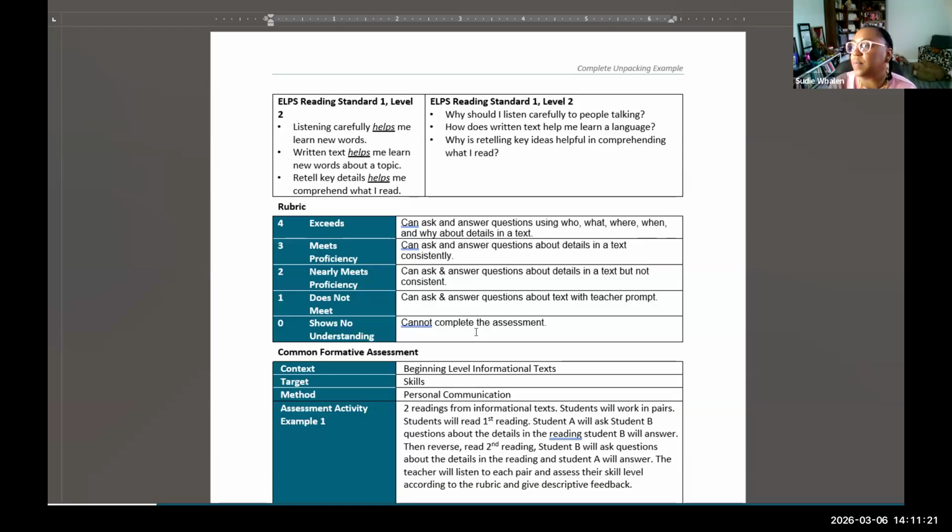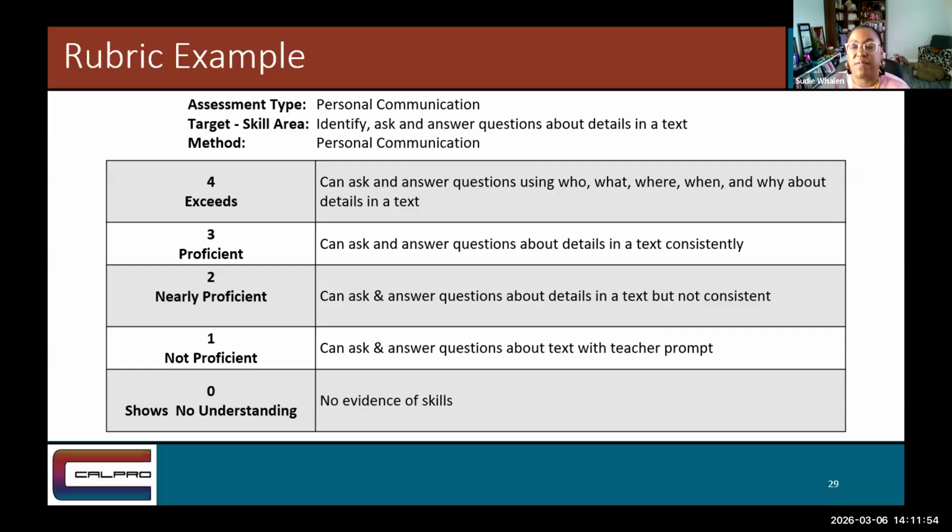On number 2, nearly meets proficiency. They can ask and answer questions about details in the text, but it's not consistent. So they know some parts of the text, but they're not really familiar with other parts of the text. Maybe, did they finish reading all of it? Number 3, meets proficiency. They can ask and answer questions about details in the text consistently. And then the next level up, they can not only ask and answer questions about the text, but they can also say who, what, when, where, and why about the details in the text. And that's the next level up in the standards. So that's the example that goes along with the CFA that Karen shared with us earlier.